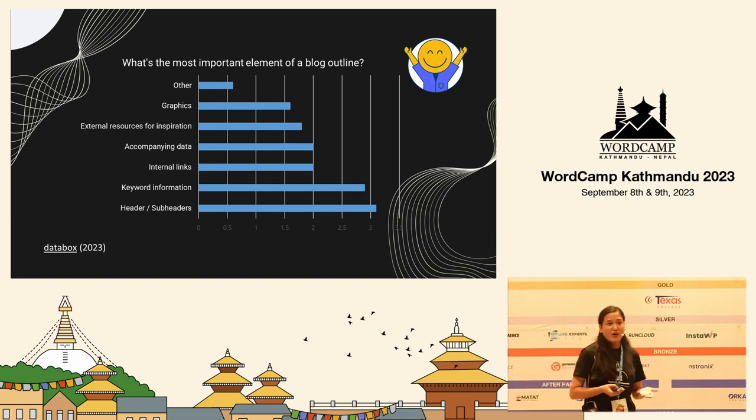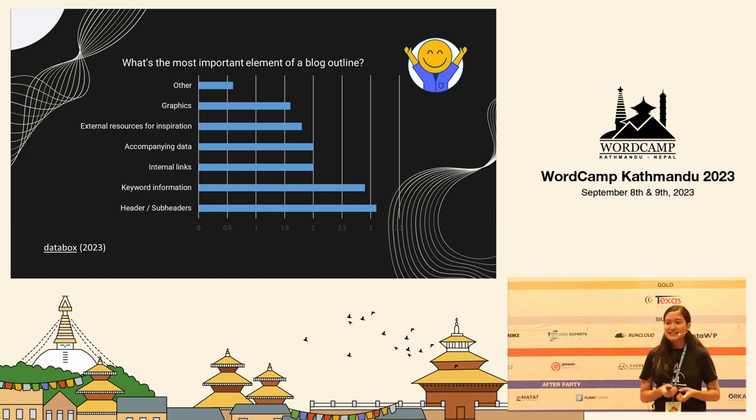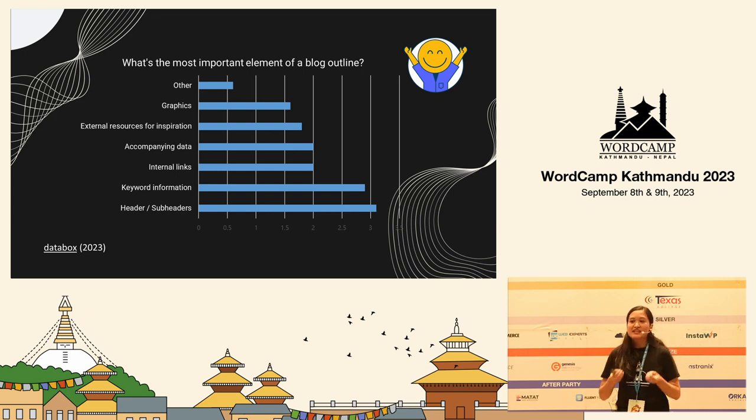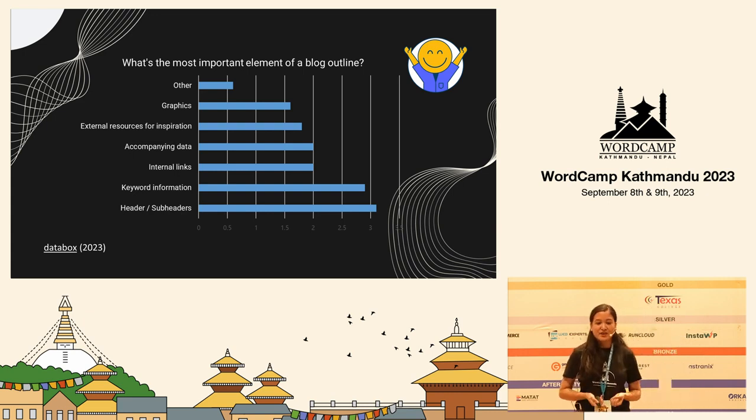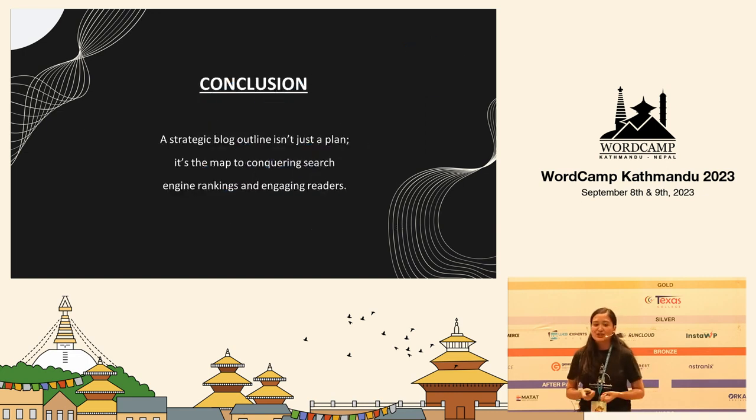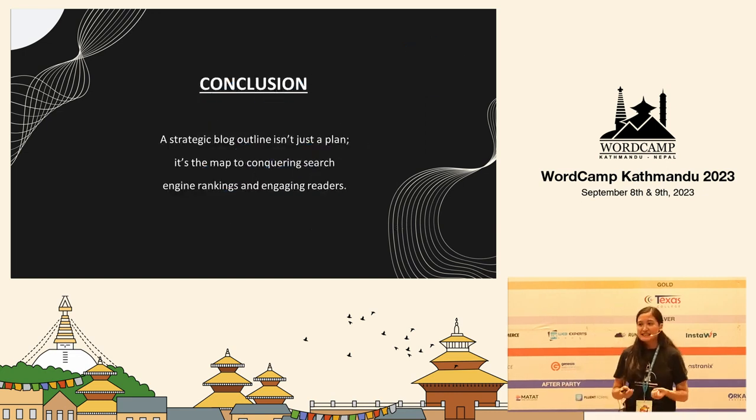And in this statistic also, you can clearly see that headings and subheadings are the most important element for a blog outline. With that being said, I'd like to conclude my presentation by saying that a strategic blog outline isn't just a plan, but it's a map to conquering search engine rankings and engaging the readers.